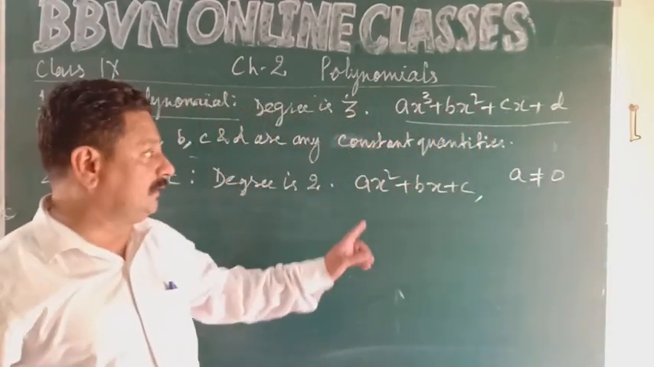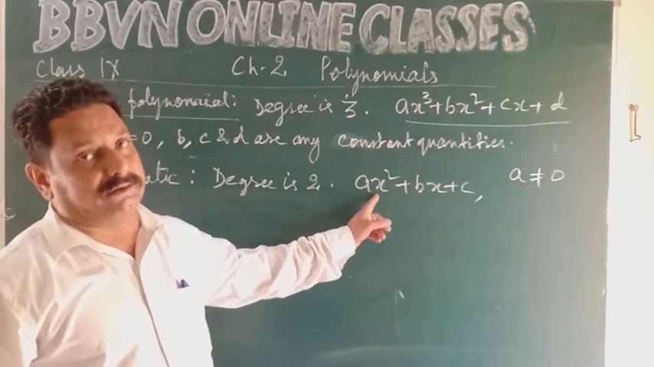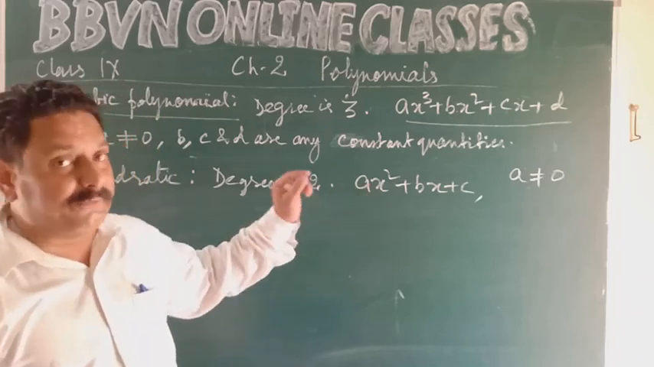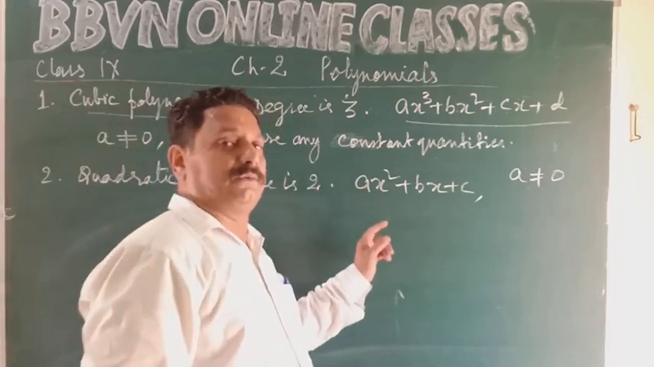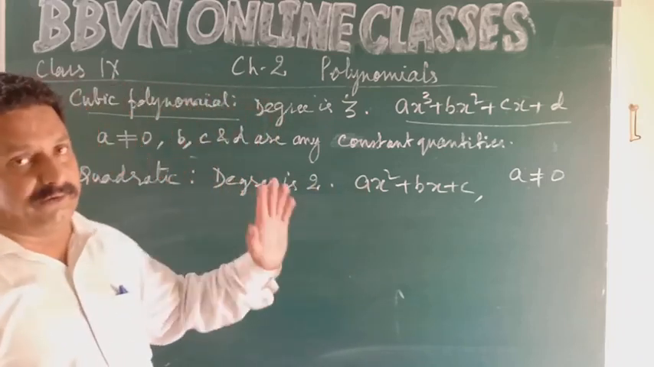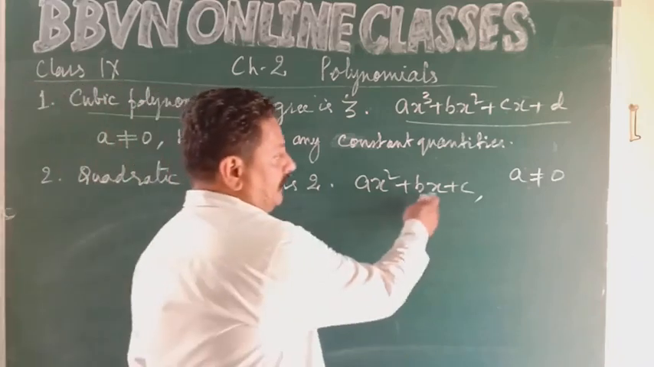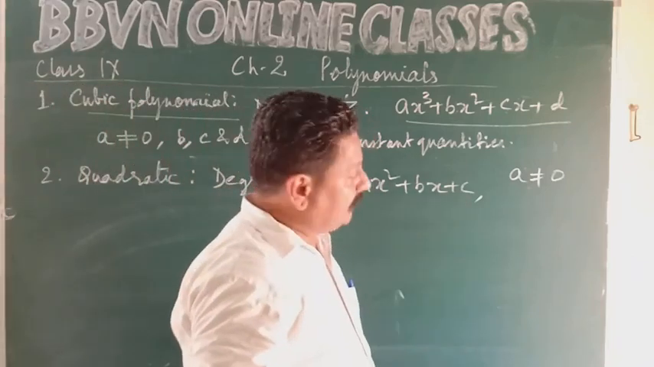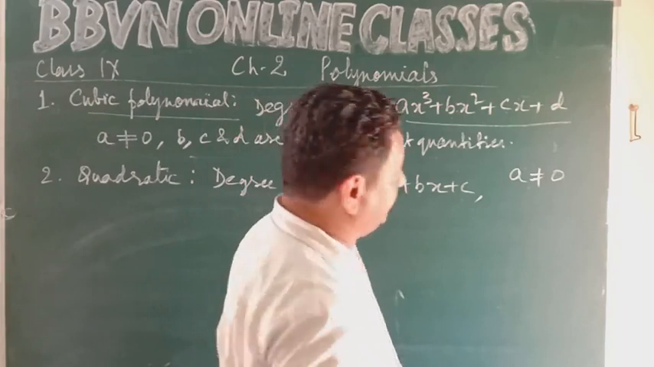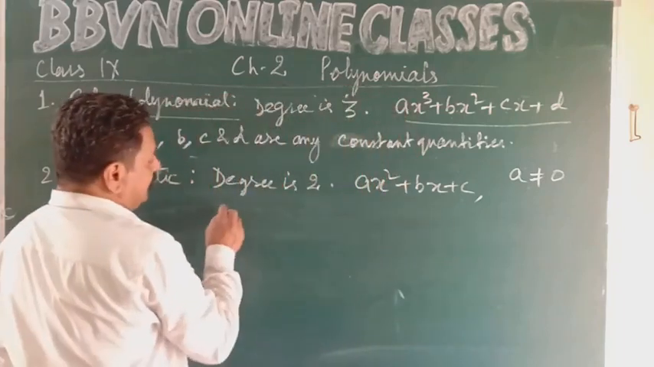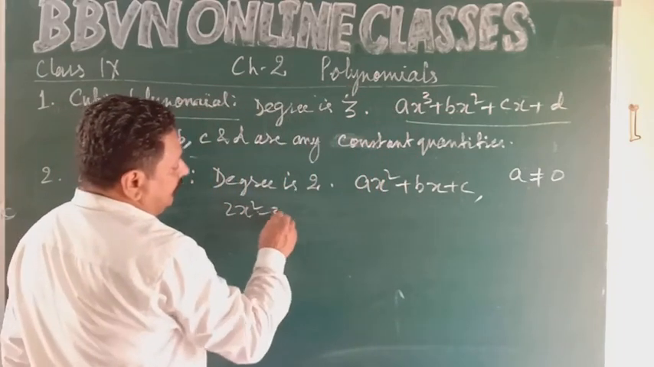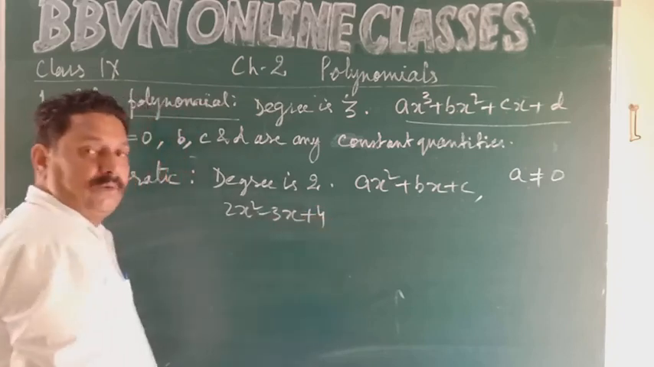If a is 0, you will not have the term that contains x square, and if you do not have a term of x square, this polynomial will not be a quadratic polynomial. B and c, at least one of them can be 0 or both of them can be 0. So for example, 2x square minus 3x plus 4. This is a quadratic polynomial.